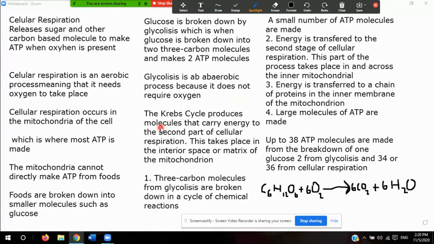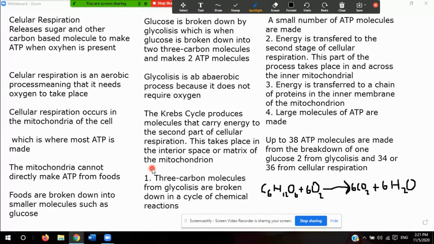So let's talk about the Krebs cycle. It says the Krebs cycle produces molecules that carry energy to the second part of cellular respiration. This takes place in the interior space or matrix of the mitochondria. The Krebs cycle basically produces molecules that carry energy, okay? And they carry that energy to the second part of cellular respiration. And this occurs in the interior space or the matrix of the mitochondria, as it's stating.